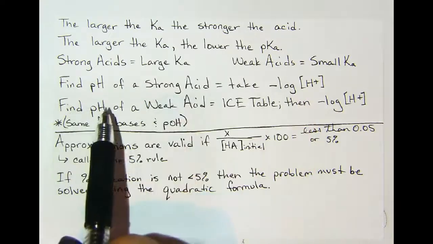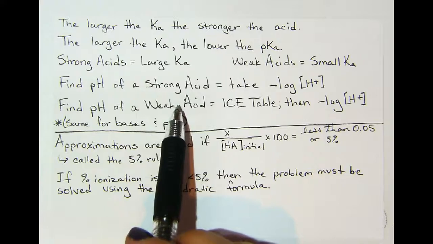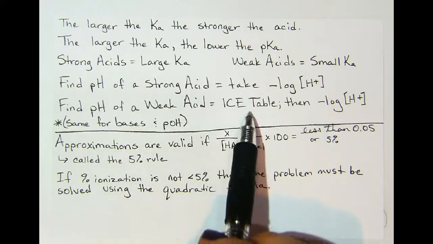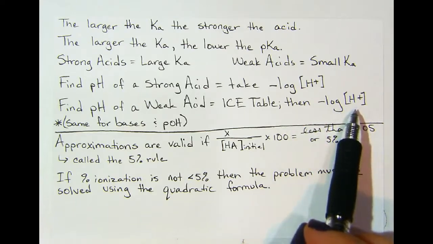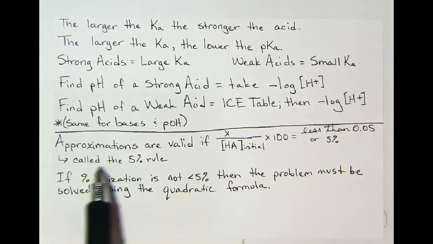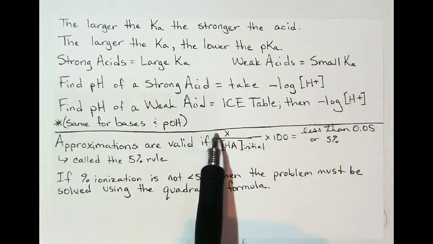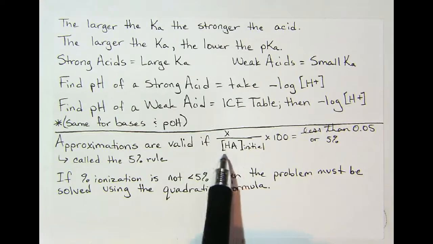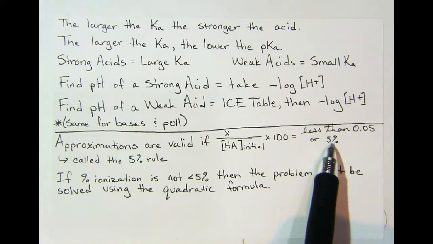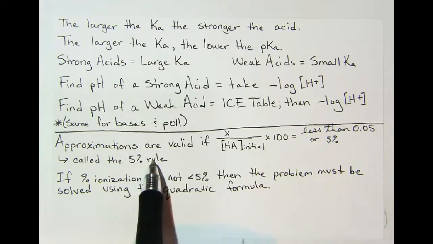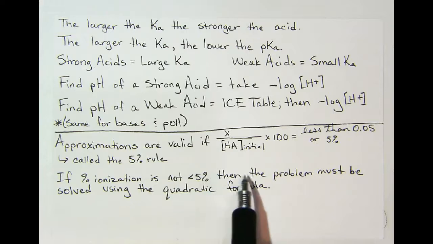But to find the pH or pOH of a weak acid or weak base, you have to do an ice table first, and then once you know what X is, then you can take the negative log of the hydrogen concentration to get the pH. Approximations are X divided by the initial concentration of the acid times 100, and as long as it's less than 5%, then it is a valid approximation called the 5% rule. If the percent ionization is not less than 5%, then the problem has to be solved using the quadratic formula.